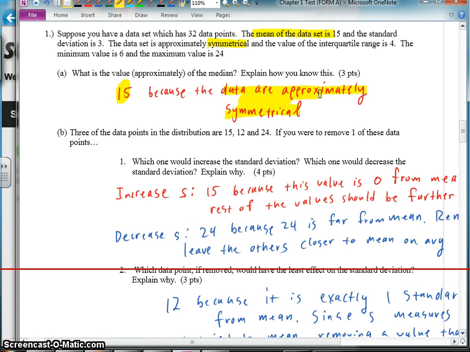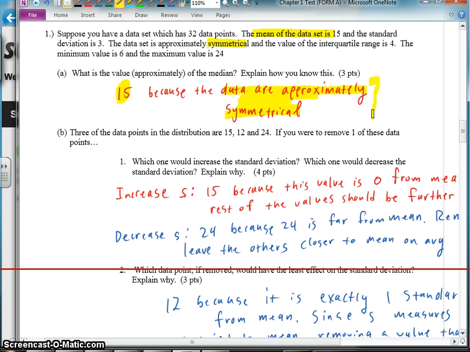Other people said, well, let's look at halfway between the minimum and maximum, or halfway between Q1 and Q3, even though they didn't give you that. That's not all necessary, it's all okay, but really this is all we needed to say here.